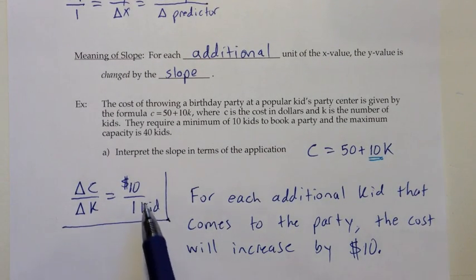So this doesn't tell us how much the overall cost of the party will be per kid, but let's say we had the party set up and all of a sudden at the last minute 5 extra kids showed up. Then we could say, okay, 5 times 10, that's going to be $50 more for this party than we originally thought.